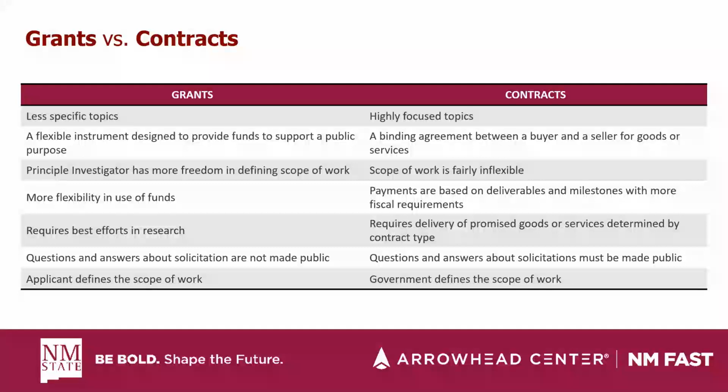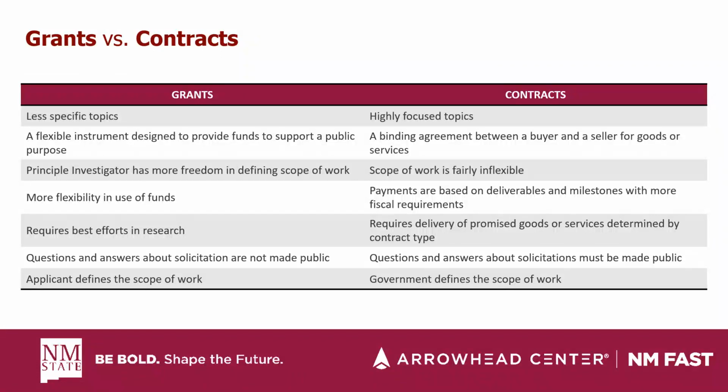On the granting side, the PI has a lot more freedom in defining what your scope of work is. With contracting, again, less flexible. Granting, same with the use of funds, more flexible. Contracts, not so much. Grants are a little more flexible, again, in your research and outcomes compared to contracts. Contracts, they want clear-cut deliverables and they want to see those happen. Grants, if you think of universities, it's often tied to research, right?